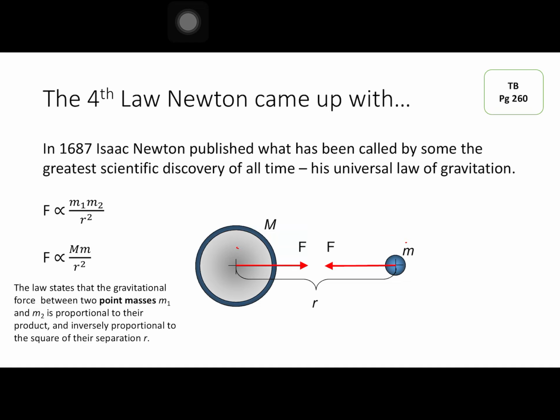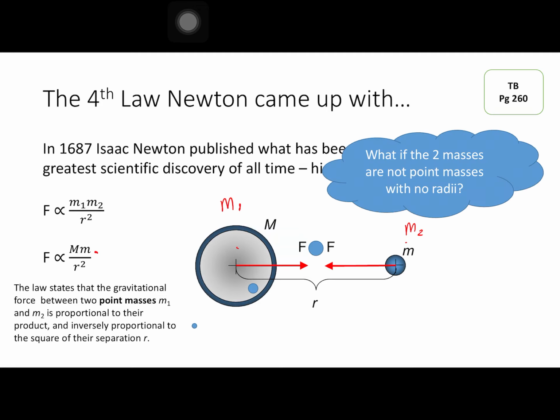So normally it's up to you. You can call one mass M1 and you call the other mass M2. What I like to do is that, instead of writing M1, M2, I just say big M is the mass of the bigger object, small m is the mass of the smaller object, and then I use this equation here.